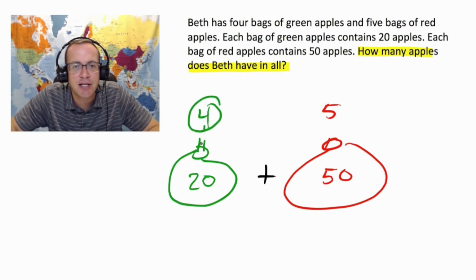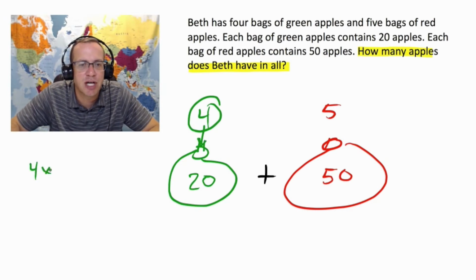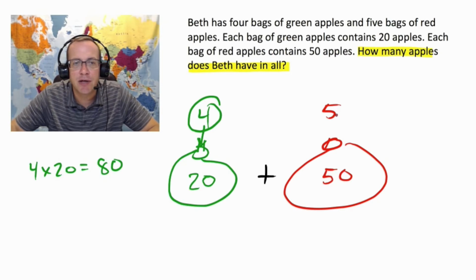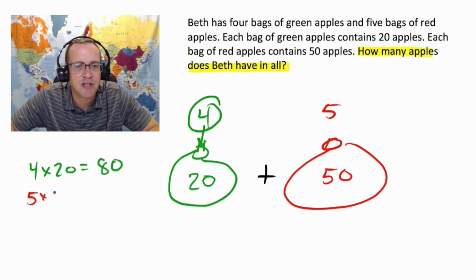Well, we have 4 bags of 20. So that's going to be 4 times 20 equals 80. And then how many red bags do we have? We have 5 bags of 50. So 5 times 50 equals 250.